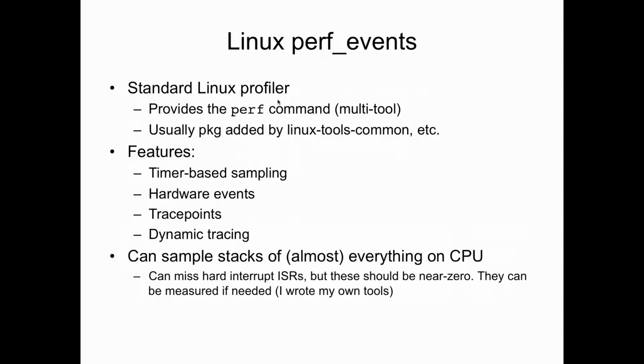Using Linux perf-events as the example, it provides the perf command, and a lot of people call it perf. I try not to call it perf because if you do an internet search for perf, it's really hard to find anything at all. So I try and make myself call it perf events so you can search for it. If you don't have it, it's usually easy to add. It gives you things like timer-based sampling, hardware events, trace points, and dynamic tracing.